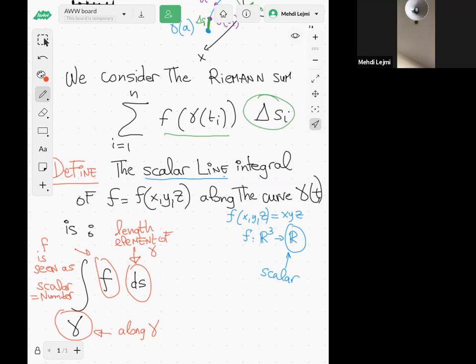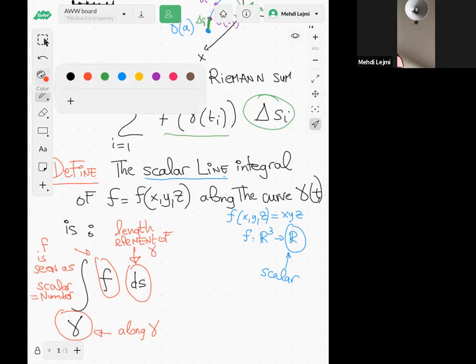On Thursday, we're going to see another definition of line integrals along a curve, but not of a scalar function. We're going to see how to integrate a vector function along a curve. In this case, my function f is not a vector; it's a scalar function. It means that the result is just a number, not a vector.